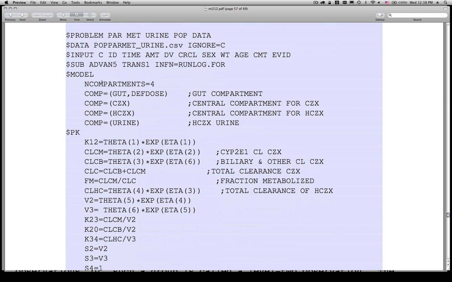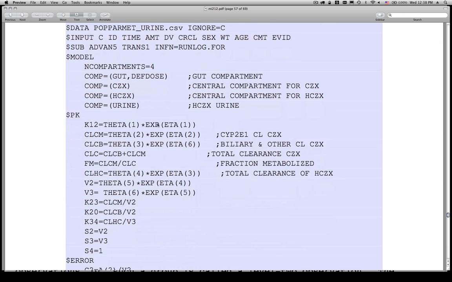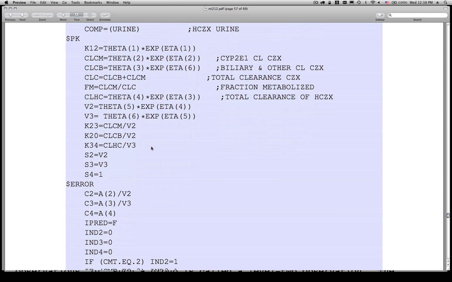The model specification has now 4 compartments. We have the gut depot, the chlorzoxazone plasma, hydroxychlorzoxazone plasma, and then the urinary collection for hydroxychlorzoxazone. So the model structure is going to be similar, but now we are going to actually estimate all of the parameters of this model. So K12, again, the absorption rate constant, is estimated. We are now going to independently estimate the metabolic clearance of chlorzoxazone and the other route, the biliary. Before, we had fixed those according to the fraction of total clearance. And now total clearance is just the sum of those two.